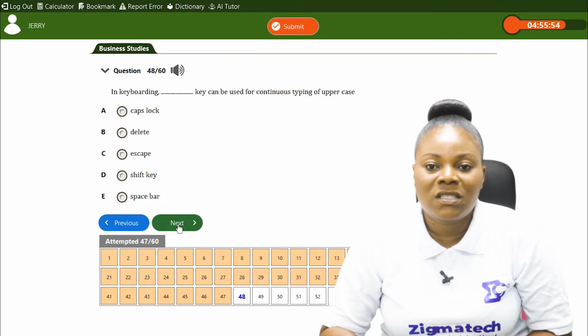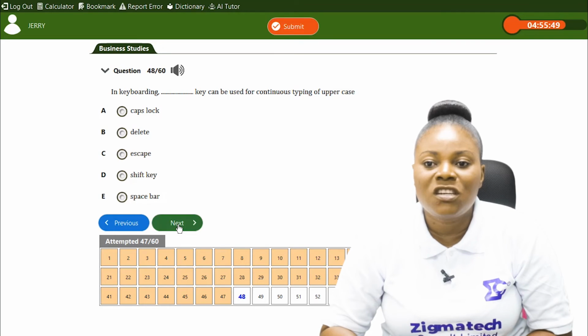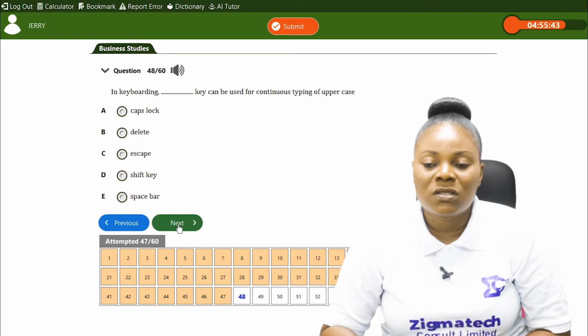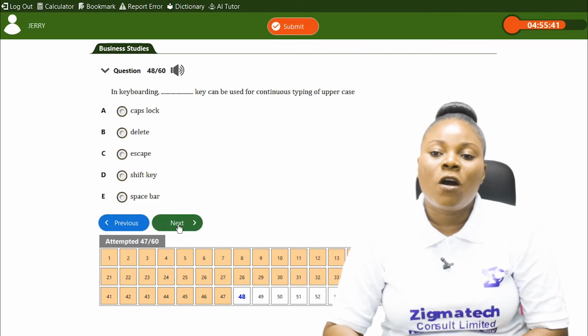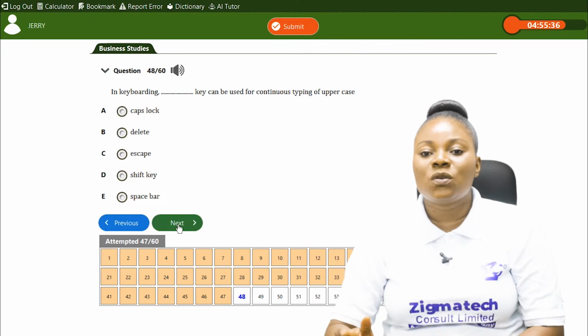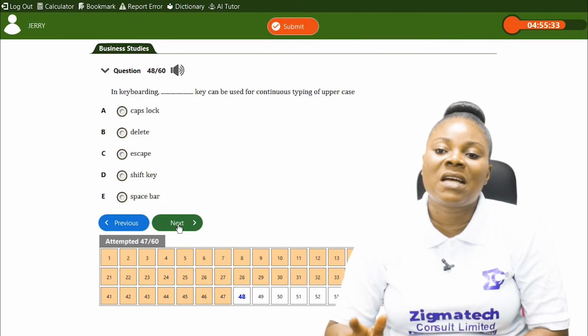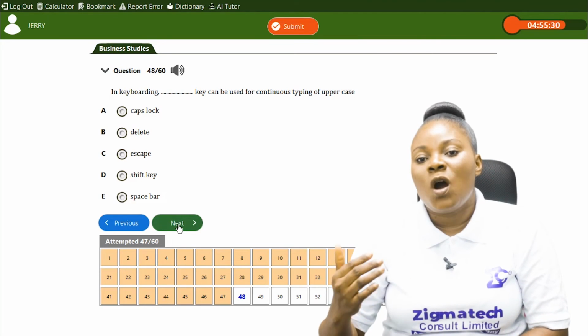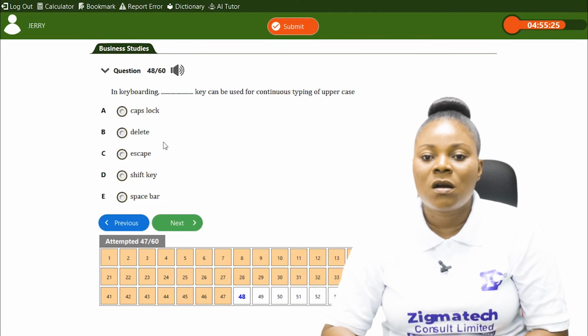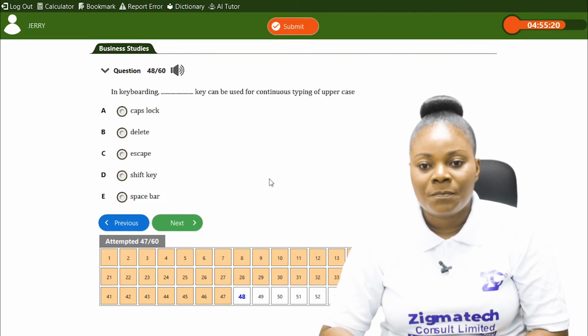The next question, 48, it says, in keyboarding, dash key can be used for continuous typing of uppercase. What do you mean by uppercase? Capital letters. When you see uppercase, they are referring to capital letters. So if you want to type capital letters for a long time on the keyboard, what key can be used to achieve this? Is it caps lock, or delete key, or escape, or shift key, or space bar. The answer is the caps lock.